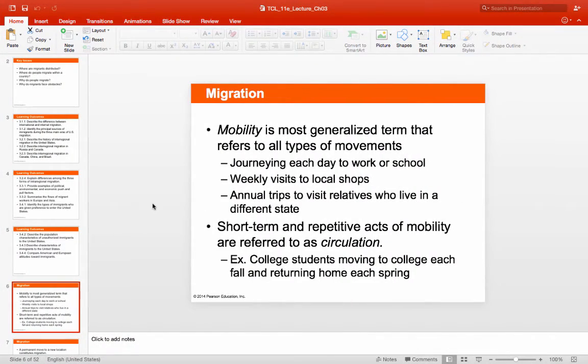So the first thing we're going to talk about is mobility. Mobility refers to all types of movement. This could just be going to school every day, going to the stores you go to, or going to visit relatives. Short-term or repetitive acts of mobility, so the way you go to school every day, are referred to as circulation. So each time you go to school, or when people go to college in the fall and go back home in the spring, that's circulation.